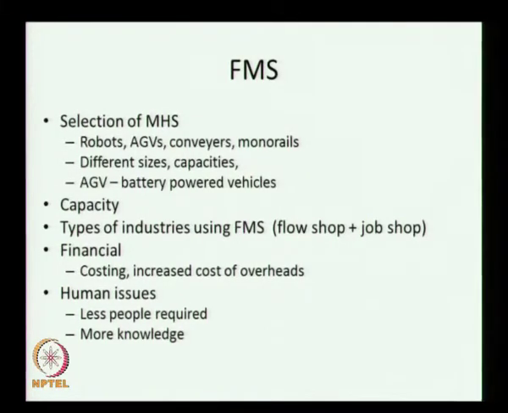Of course, depending on the size of the product that is to be transported and depending on the size of the flexible manufacturing system, other types of material handling systems such as conveyors and monorails and others can also be used. The robots usually are used to carry or take items from the pallets that move on the AGVs and then put them to the machine so that the machines can process the part or piece that is to be manufactured.